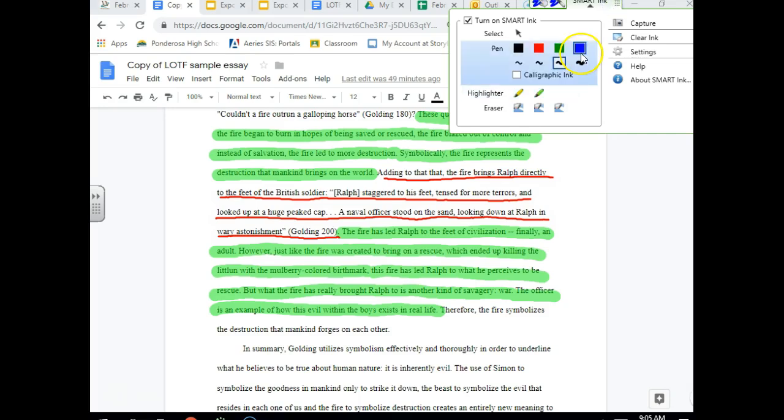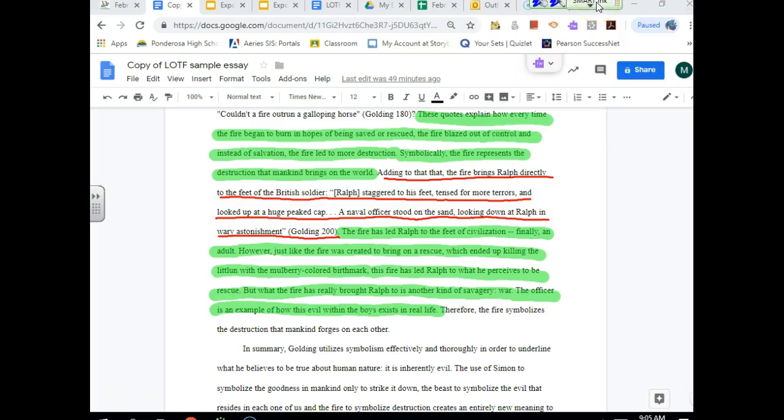All right. And lastly, blue. Okay? This is our concluding sentence. Therefore, the fire symbolizes the destruction that mankind forges on each other. Is that the only way the fire can be interpreted? No. Okay, you can interpret the fire as a different symbol. Your essay should not look like mine whatsoever. Okay? You should not take any ideas from me. Well, you could take fire, and you could take the beast, but it should not look like mine. It should not have the same explanation, right? But what if we have the same explanation? Yes.